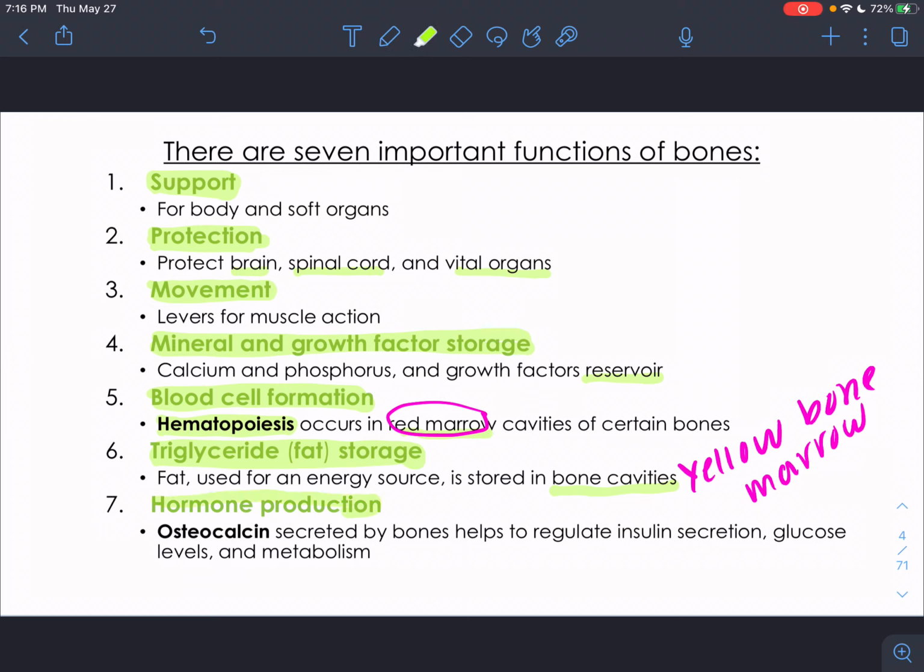And then finally, some hormone production also happens within bones. So osteocalcin is secreted by bones, and it helps regulate insulin secretion, glucose levels, and metabolism. So a lot of different stuff going on. Kind of cool. Bones do more than you'd think.